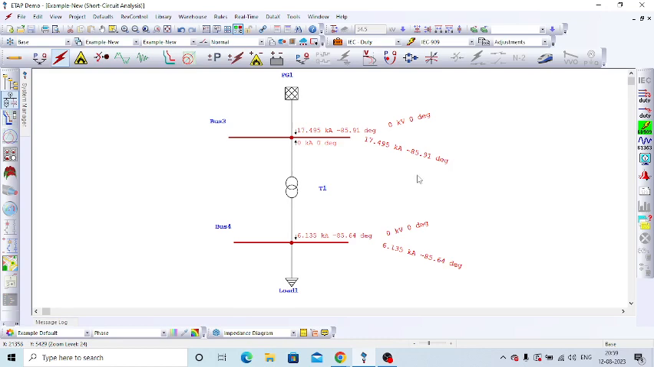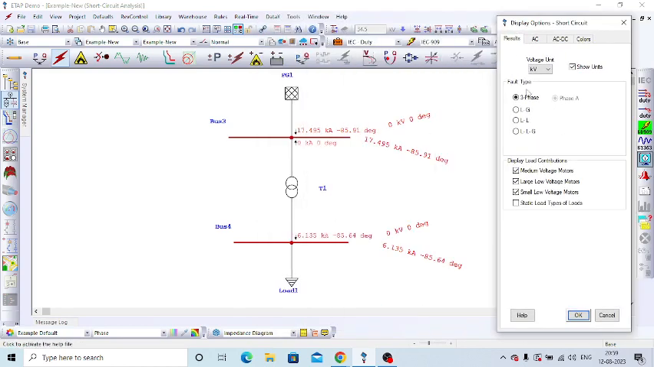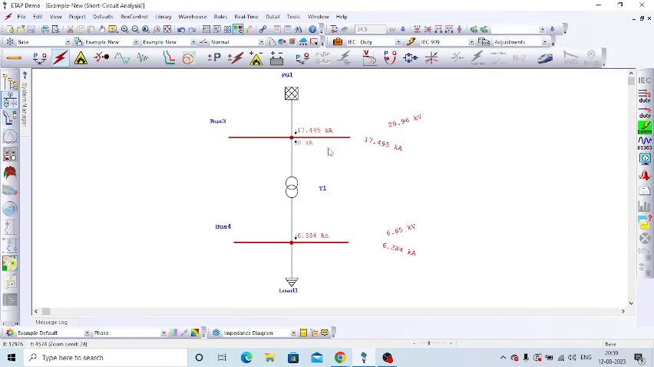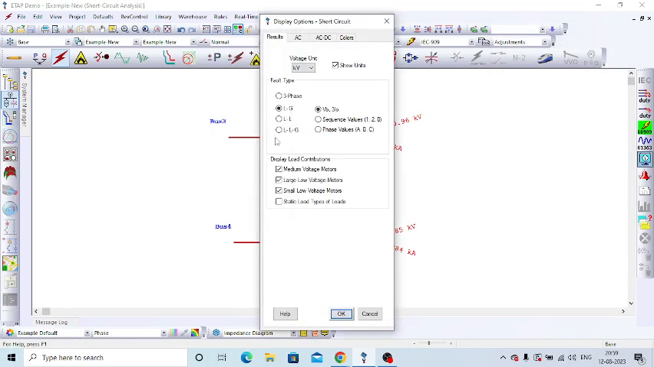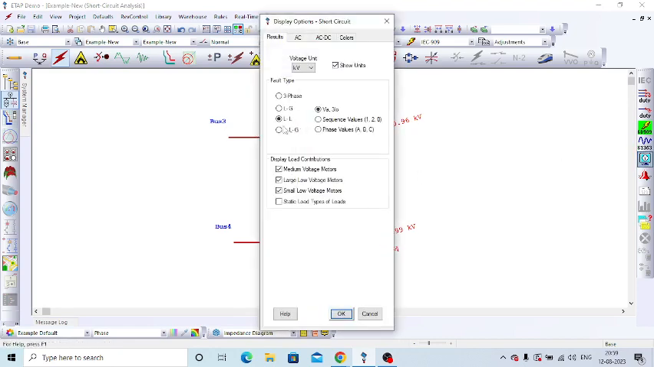As we know, we have different types of fault: three-phase fault, single line to ground fault, double line to ground fault, and line to line fault. We can check what fault current it is through this Y symbol display option. Presently it is a three-phase fault. Suppose you want the single line to ground fault, then we have to go with single line to ground fault, and we can see the single line to ground fault value here. Similarly for line to line, then LLG.